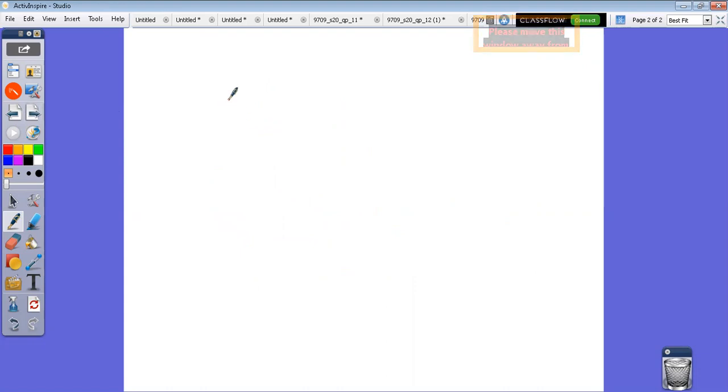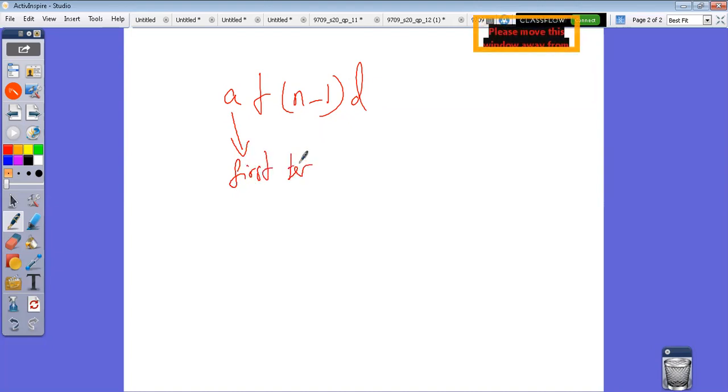So with arithmetic, we have the formula, but you don't have to use it. I'll show you just now. A is the first term in an arithmetic sequence, and D is the common difference. Are we together?